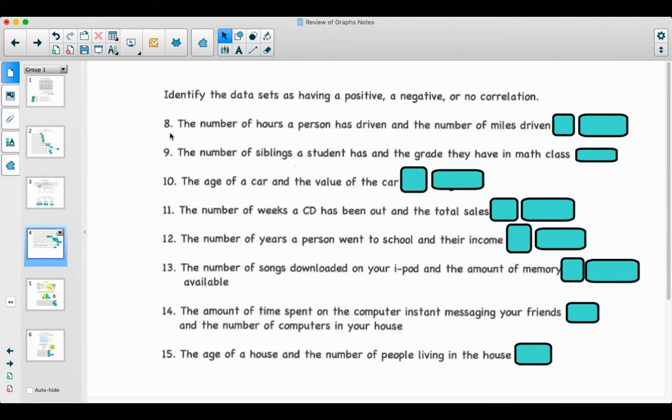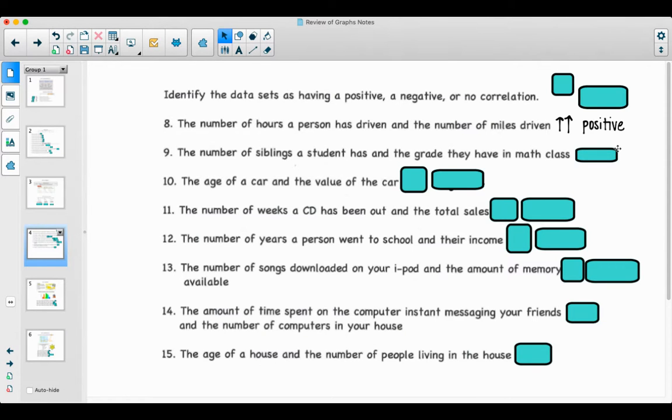So in practice problem number 8, the number of hours a person has driven and the number of miles driven. What I like to do is think, the number of hours someone drives, that's increasing. And as they're increasing, so is the miles. So since they're both increasing, it's going to be a positive correlation.